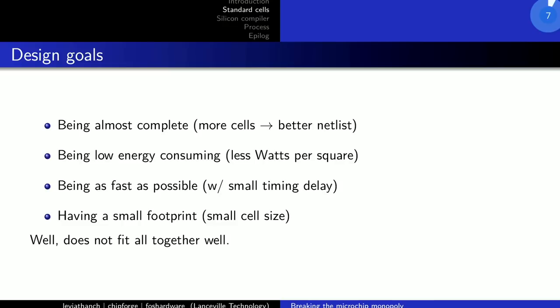The design goals for the standard cells are that we need almost complete possibilities. If you have just a small selection of cells, the netlist becomes huge, and every gate in the netlist also means a dedicated delay. If you have a long chain, we have a long delay, so our operating frequency goes down. So if you have more complex gates, we are better. But doing all this stuff is heavy.